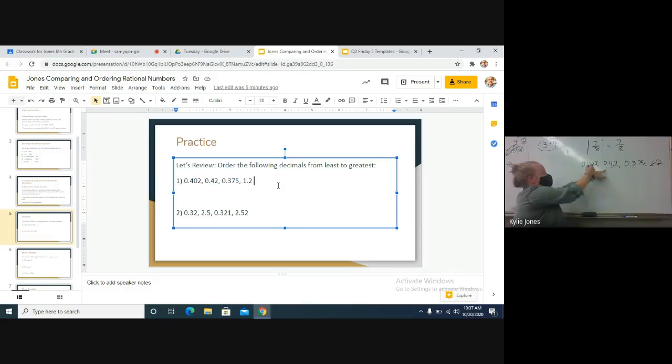So if both have a 4, we need to look at the next place value. We have a 0 and a 2. So we have 40 and 42. Which one's greater? Good. 0.42. We've used that one. Then we know that the 4 is greater than our 3, correct? So then we would have 0.402. And our final one is 0.375. Now, I did something wrong. What did I do wrong? Read the directions. What did I do wrong? Not rewriting it.